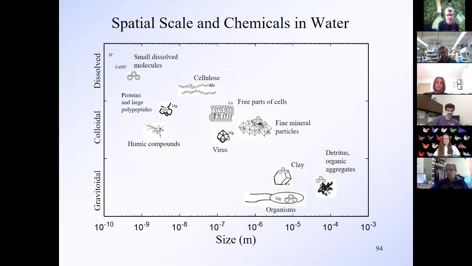And then we get up to the size of a virus. Viruses won't sink. They're small enough that they're colloidal, right? They'll stay in solution. If you have turbulent transport, clays will sink. They're a little bit bigger. And then organisms, the smallest organisms are about this size, and we can get large organic aggregates.